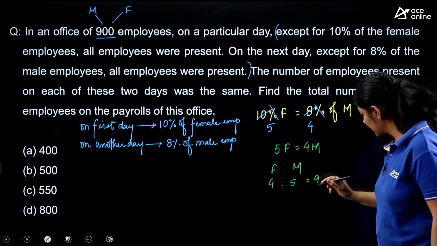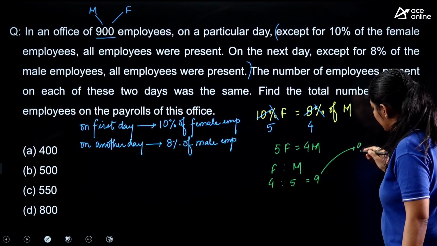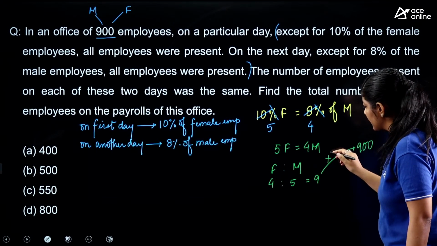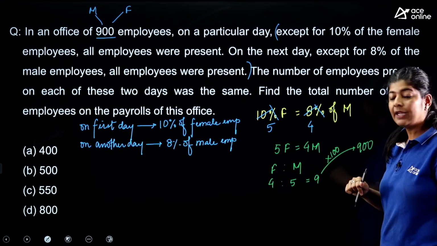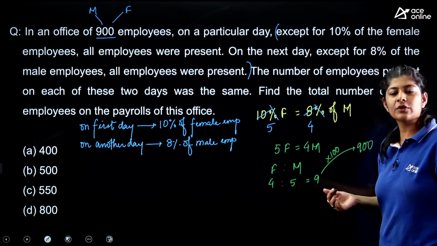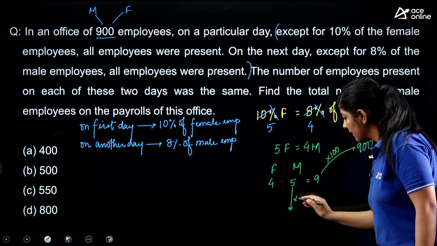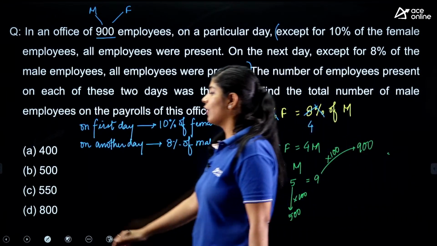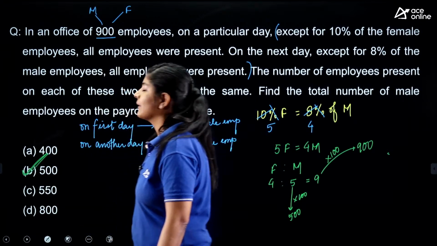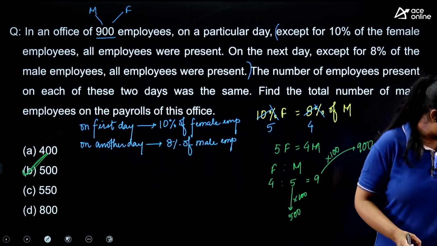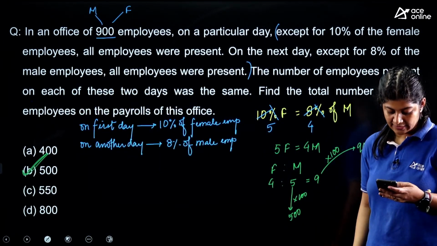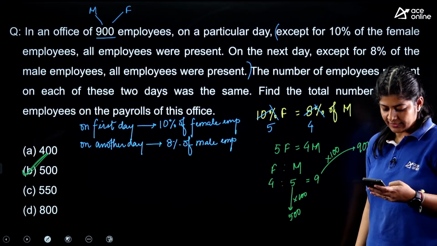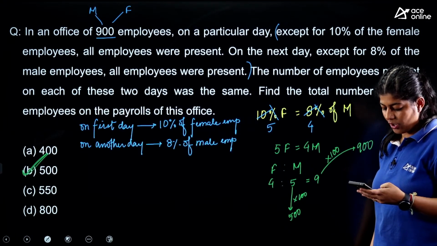That means the total number of employees according to this ratio in the office is 900, which is a multiple of 10. What we need to do is figure out the number of male employees. That is equal to 500. Option B is the correct one. The correct answer here is option B.